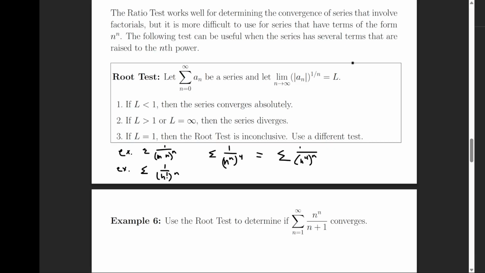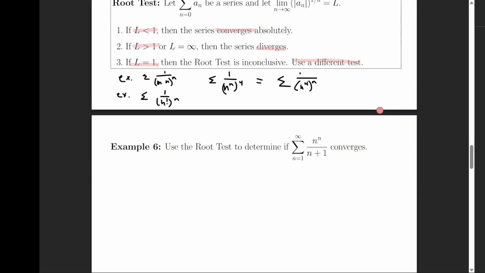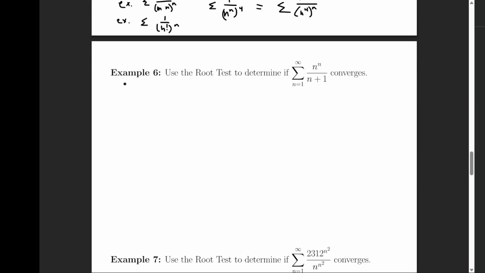So the root test, this is the new thing that we're going to do. So it's different from the ratio test, so you should remember that. And this test is saying that if L is less than 1, then it converges absolutely. If it's greater than 1, then the series diverges, and if L is equal to 1, it uses a different test. So it's the same rules as the ratio test, just a different thing, right? So we do the first one. Okay, so we can rewrite it.